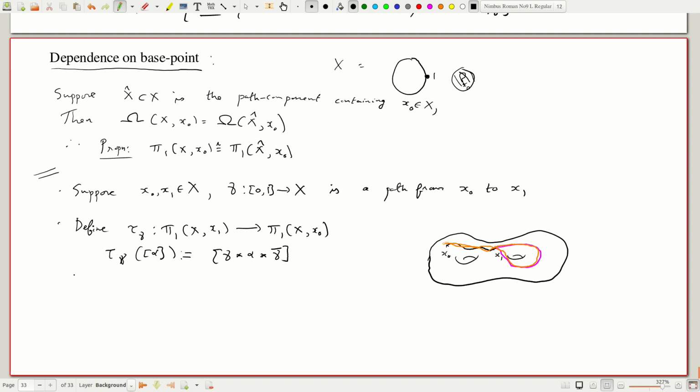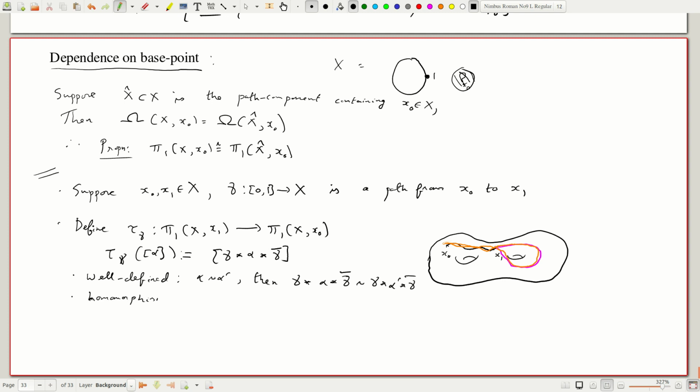Now first of all, this is well defined. Namely, if alpha is homotopic to alpha prime, then gamma star alpha star gamma bar is homotopic to gamma star alpha prime star gamma bar. We saw that homotopy behaves well under products. There's no problem with it. It's a homomorphism.